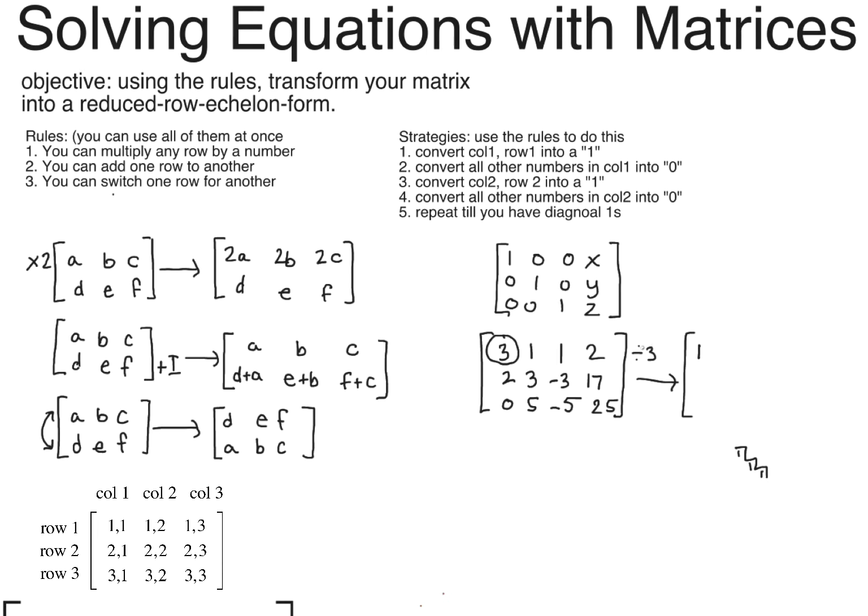But remember that whatever you do to a single row, you do to everything in that row. So it becomes 1, this becomes a 1/3, this becomes 1/3, and that becomes 2/3. Everything else stays the same. Okay, I'm not really going to go over that because we're going to do this right now.